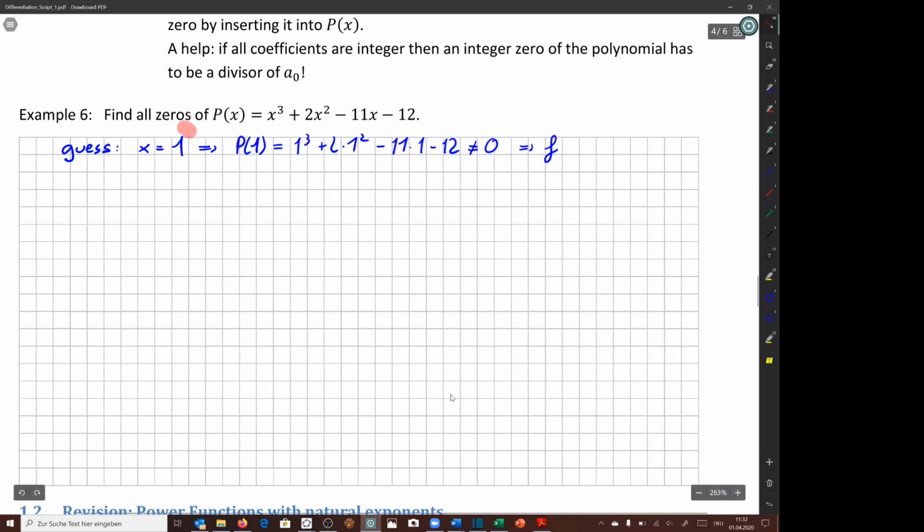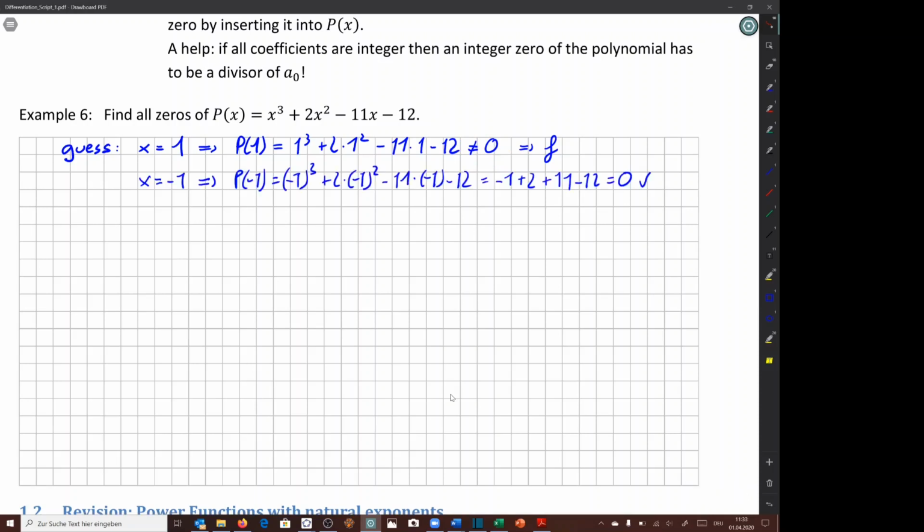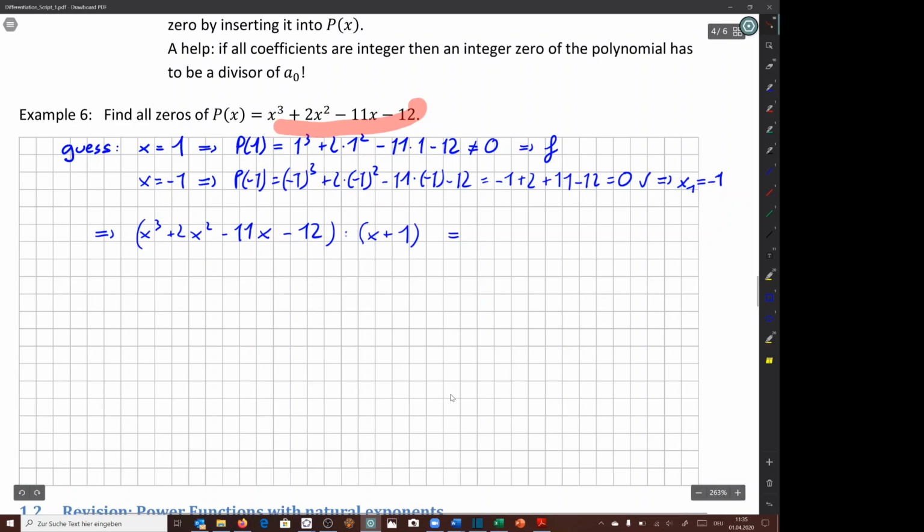Let us start with the guess x equals 1. Let's insert 1 into p of x, and we get a number that is not equal to 0, so we know this guess is wrong. As a second guess, let's use x equals -1. Let's insert that again into p of x, and we get that p of -1 is 0, so this guess is fine. x1 equals -1. So now we have to divide the original polynomial by x minus x1, which means by x plus 1.